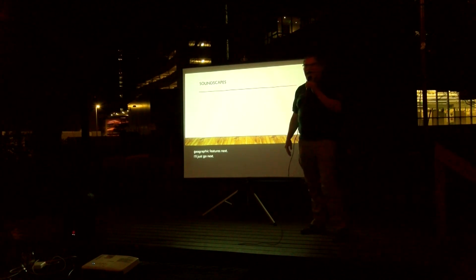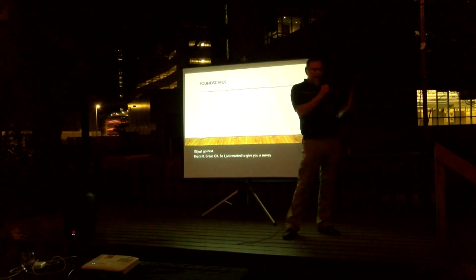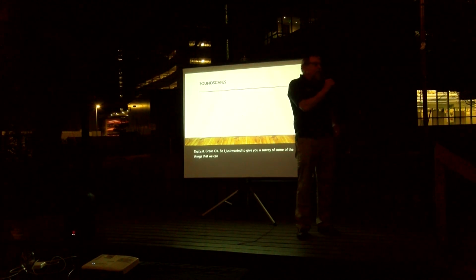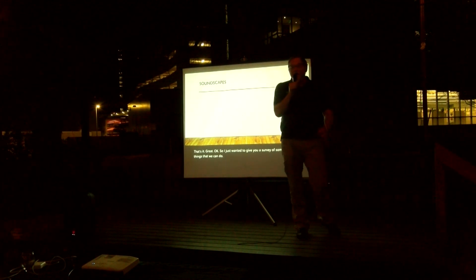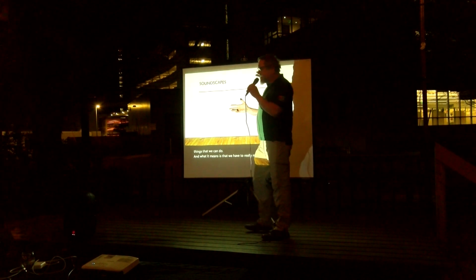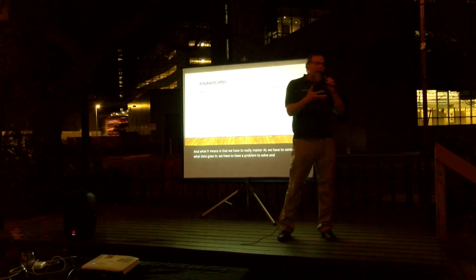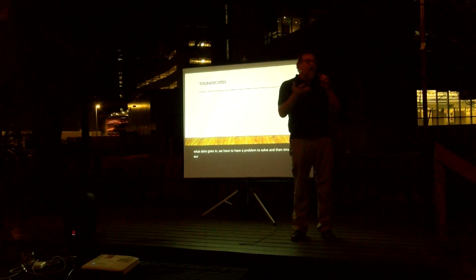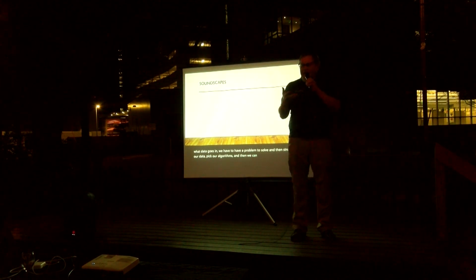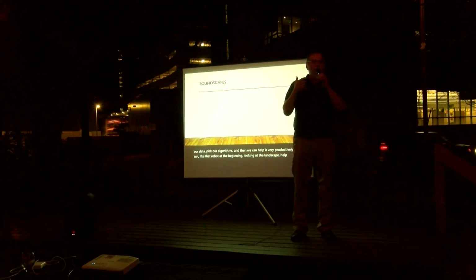Great. Okay. I just wanted to give you a survey of some of the things that we can do. And what it means is that we have to really master AI. We have to control what data goes in. We have to have a problem to solve. And then structure our data, pick our algorithms, and then we can help it very productively. It can, like that robot at the beginning looking at the landscape, help us solve particular problems.